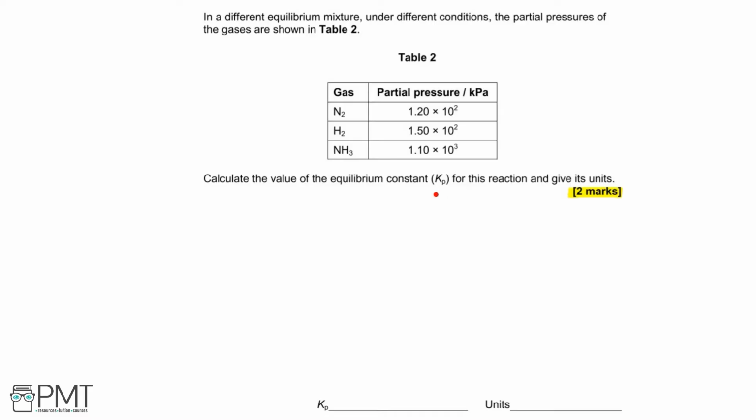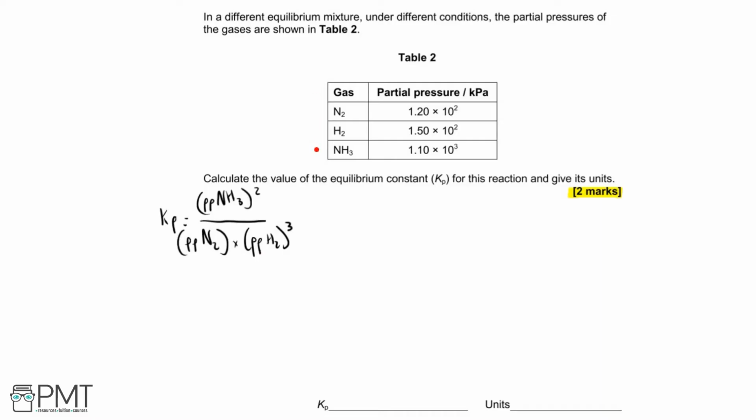To calculate Kp, we need to use the expression that we worked out in the previous parts of this question, which shows us that Kp is equal to the partial pressure of ammonia to the power of 2 over the partial pressure of nitrogen multiplied by the partial pressure of hydrogen to the power of 3. Now that we've got this expression for Kp, we need to substitute in the values given to us in Table 2.